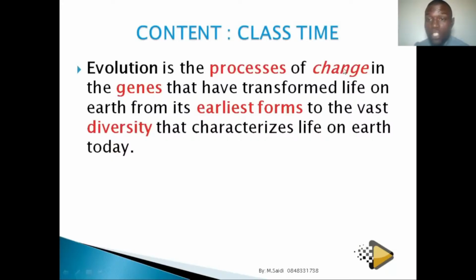So these processes of change result in change in the genes. The moment you change the genetic composition of an organism, it means that you have changed how the organism is going to look, how it is going to think, how it is going to react. The moment you touch the genes, you have touched the core of an individual or an organism. So this process of change results in change of the genes that have transformed life on Earth from its earliest forms to a vast diversity.